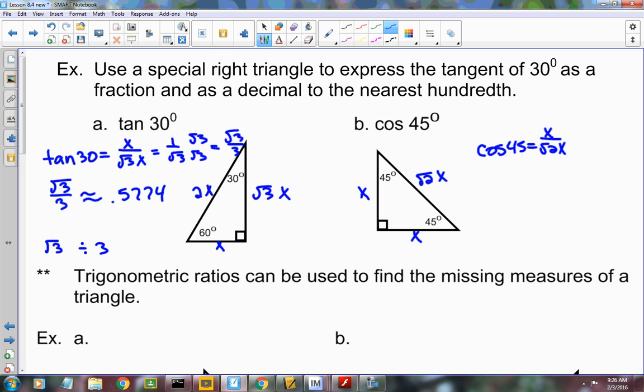Again, you got to get rid of those x's. Okay, they cancel each other out, so you end up with 1 over radical 2. We rationalize, and so we end up with radical 2 over 2. And then we plug that into our calculator, and you should get 0.7071.